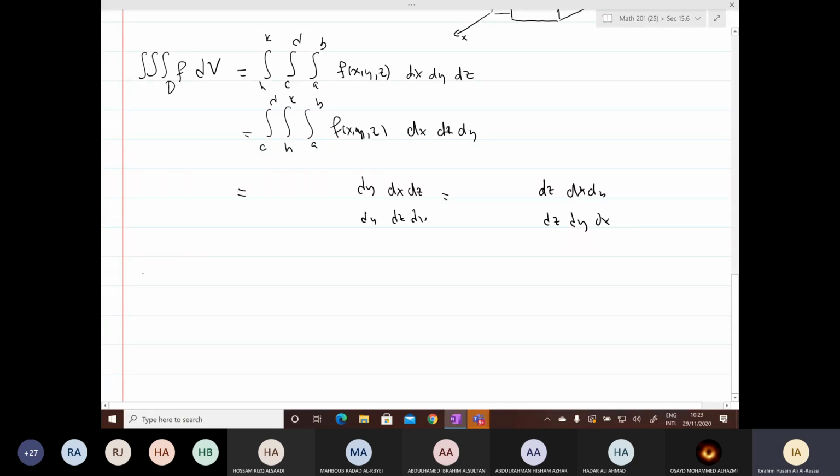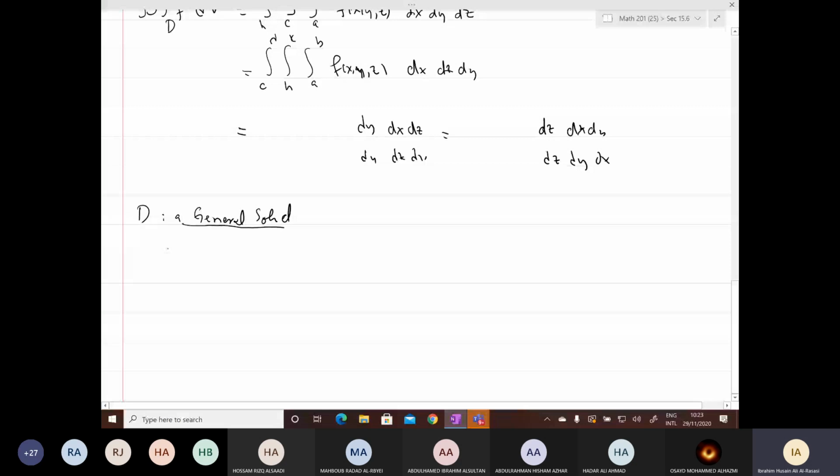D is a general solid. So here for D we have different types: solids of type 1. Before I mention what a solid of type 1 is, make a guess. How many types of solids will we have here? Exactly 3: type 1, type 2, and type 3.